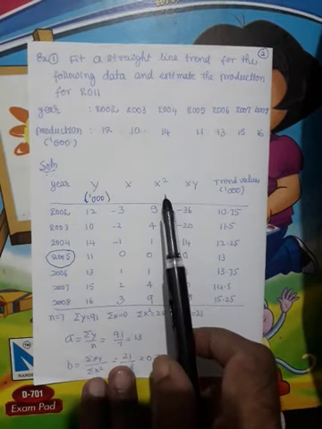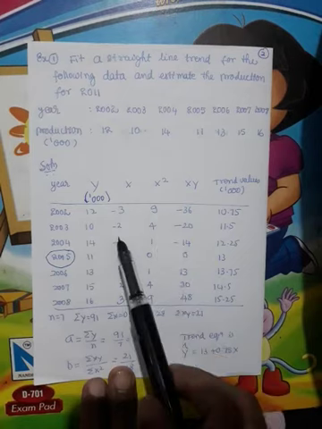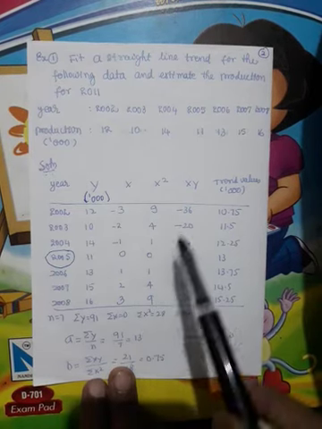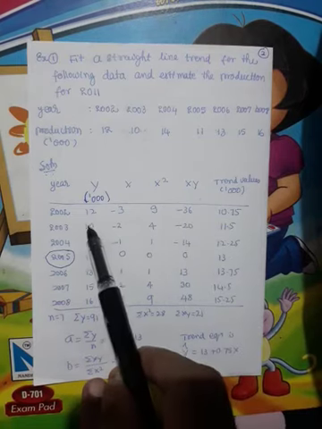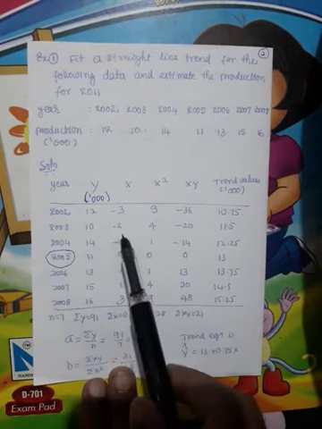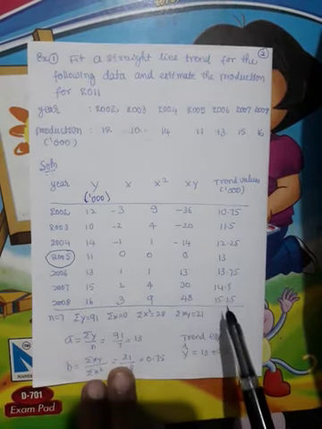Next column is x square, that is squaring the x column. Minus 3 square 9, minus 2 square 4, minus 1 square 1, 1 square 1, 2 square 4, 3 square 9. Then xy, that is x into y, we have to multiply. 12 into minus 3, minus 36. 10 into minus 2, minus 20. 14 into minus 1, minus 14, and so on.